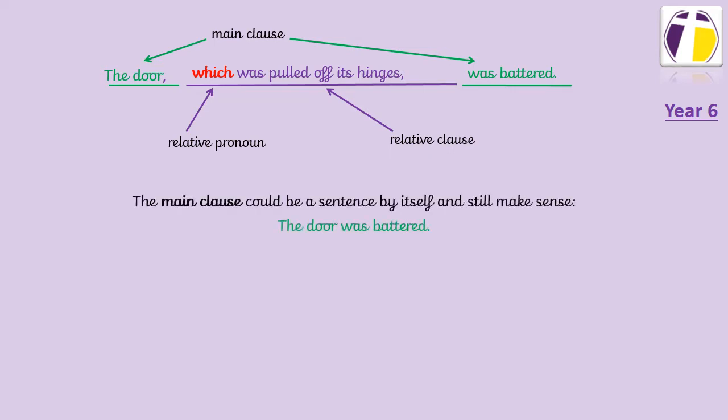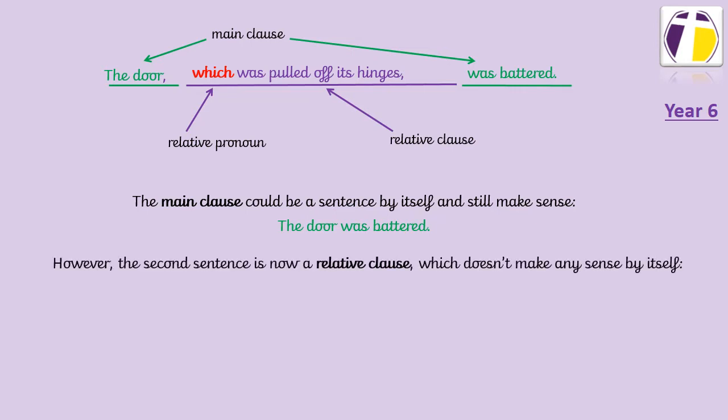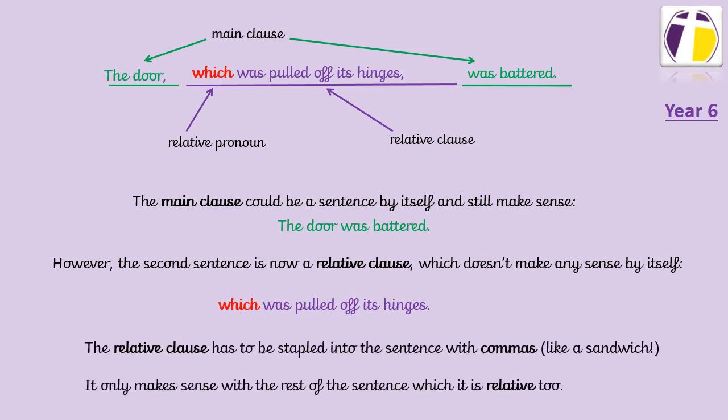The main clause could still be a sentence by itself, as it makes sense. The door was battered. However, the second sentence is now the relative clause, which doesn't make any sense by itself: which was pulled off its hinges. The relative clause has to be stapled into the sentence with commas, a bit like a sandwich, and it only makes sense if the rest of the sentence, so it is relative to.